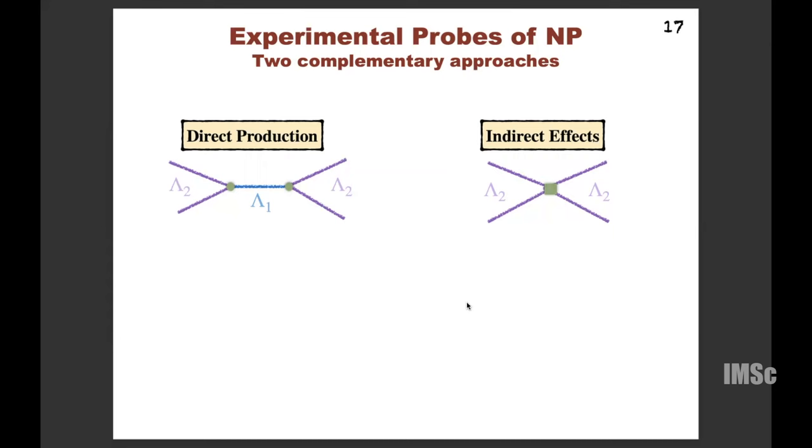Another method is to look for these particles indirectly. Here you don't produce these particles, but you see their effects in some observable. So what do you do? You measure some observable and see if there is a departure from the standard model. If there is a departure, we can say that it's not explained by the standard model, but by something else, some new particle. So this is called the indirect way of looking for particles. Here we have to measure a multitude of observables very, very precisely to see if there is a difference with respect to the standard model.